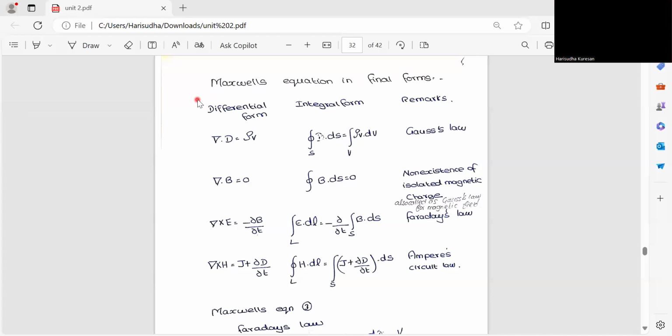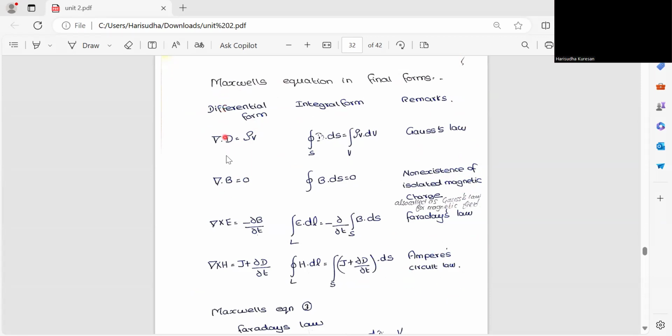Hello students, now we'll see the Maxwell's equations in their final form. This table represents the Maxwell's equations in the differential form, the integral form, and the law from which each has been derived. Maxwell's first equation has been derived from Gauss's law. The second equation is because of the non-existence of an isolated magnetic charge. The third equation is derived from Faraday's law, and the fourth equation is derived from Ampere's law.